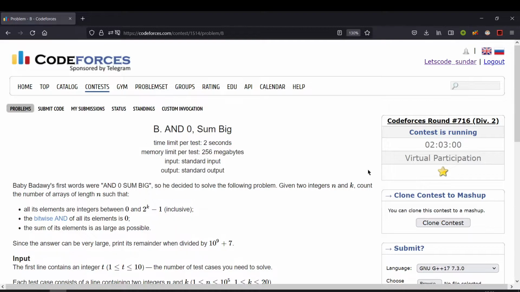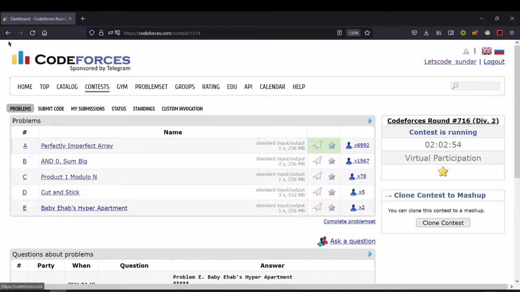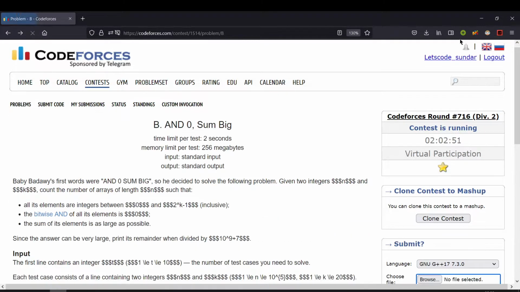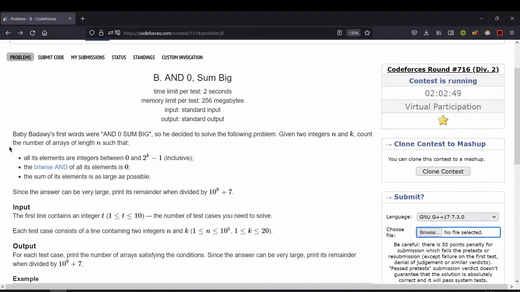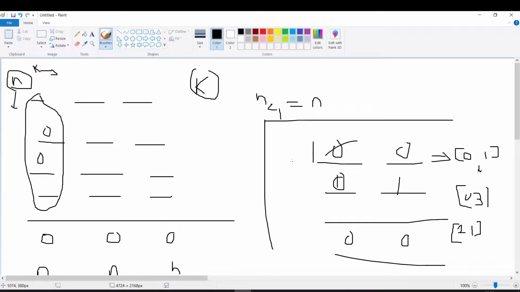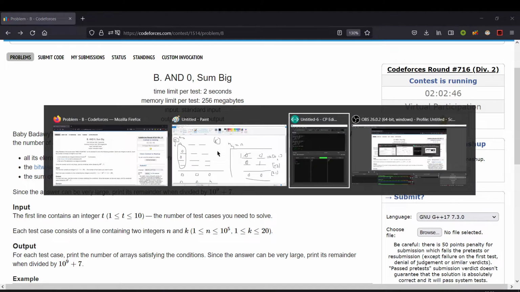Okay, that's straightforward. What are the submission counts? It's already 1500, so I guess this one will work, because I think this is a trivial question. Many people will be able to do this.